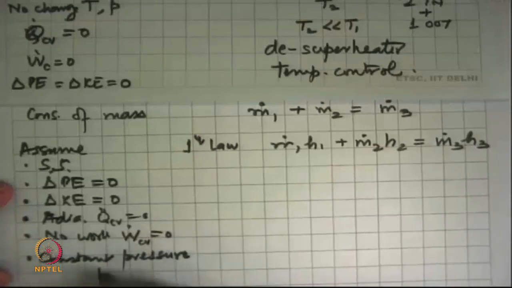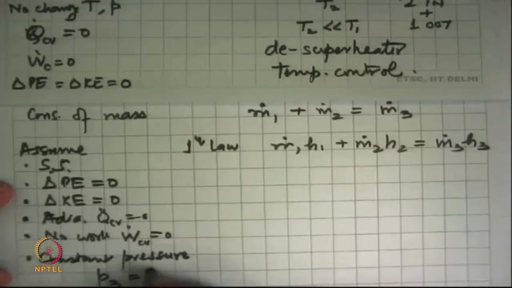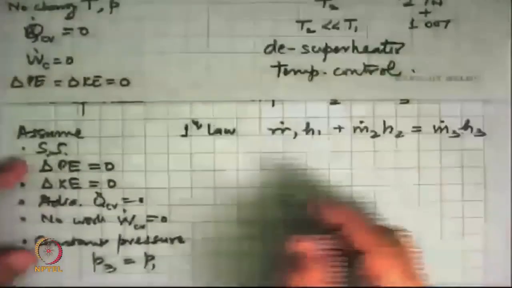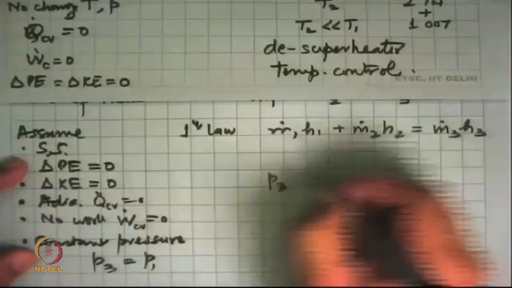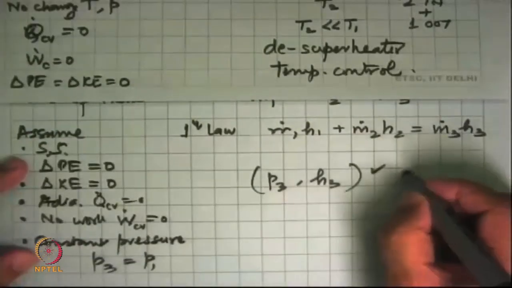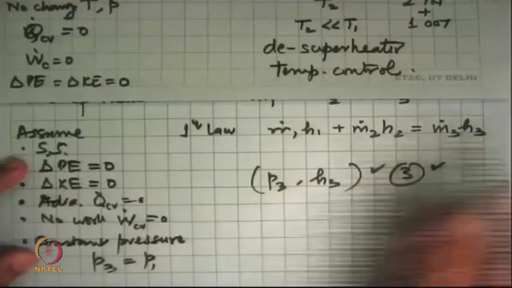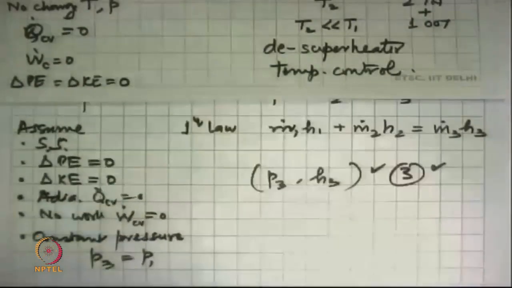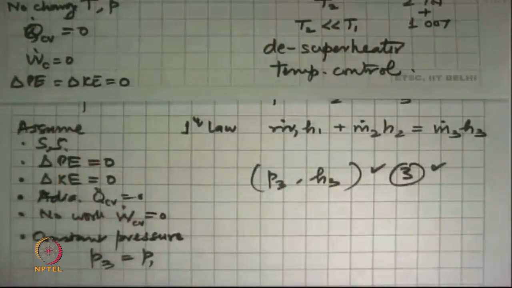Which means that P3 is equal to P1. And that tells us that for state 3, we know P3, and from this equation we calculated H3. These are two independent properties, so state 3 is completely defined. We can get temperature and all the other properties. So this is an example where we are mixing two things.